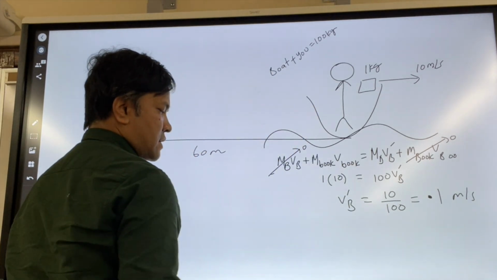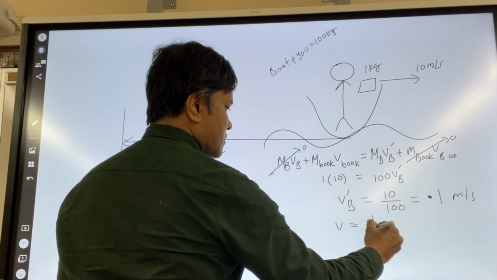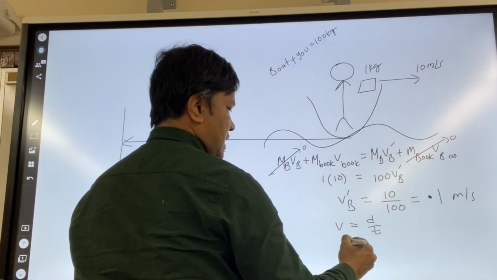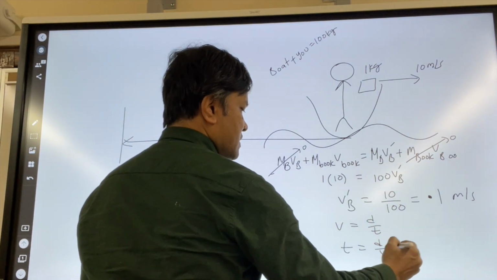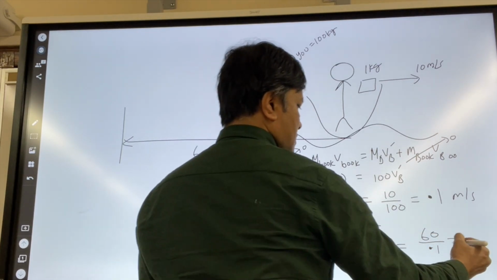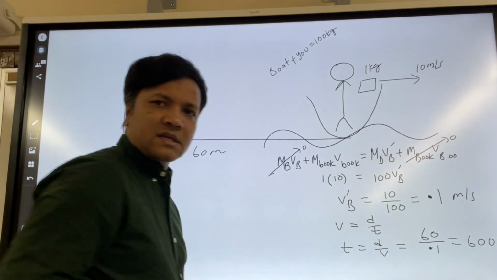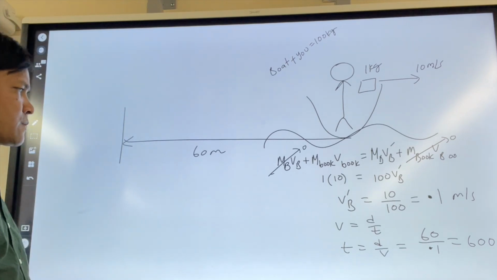So how long is it going to take? Velocity is distance over time, so time is distance over velocity. Distance is 60, velocity is 0.1. So 600 seconds. It's going to take 600 seconds for you to come to the shore.